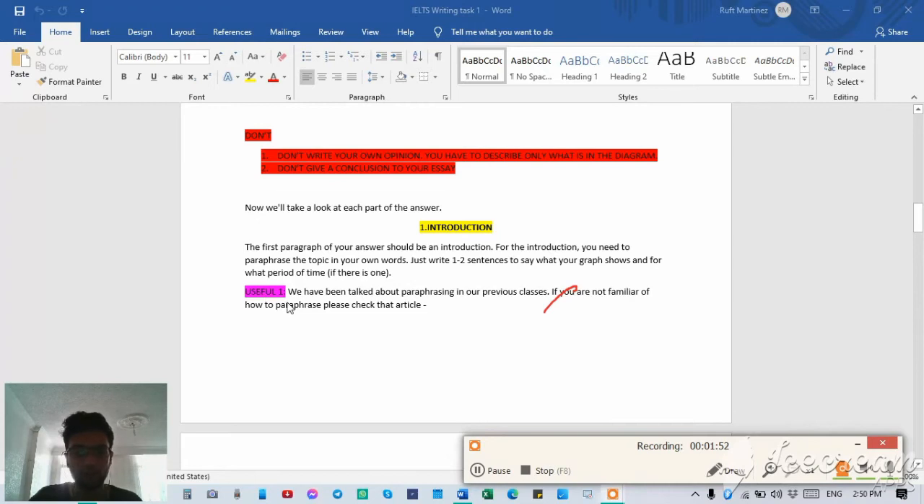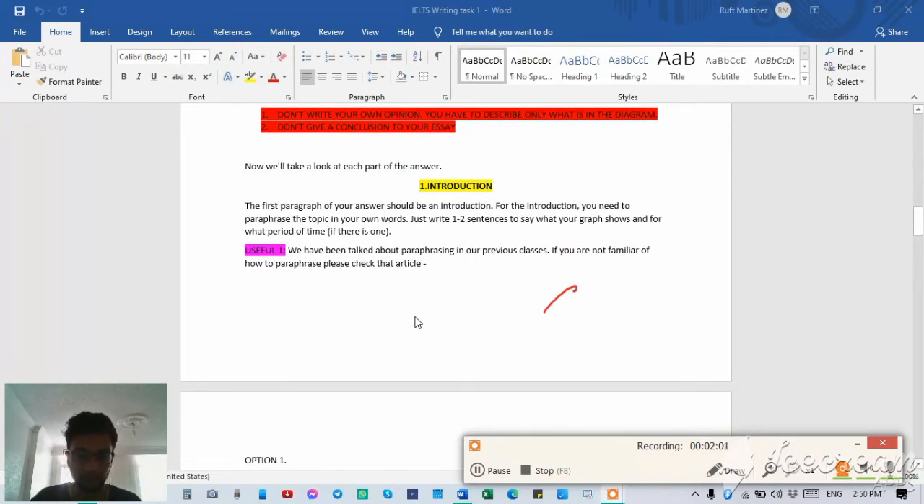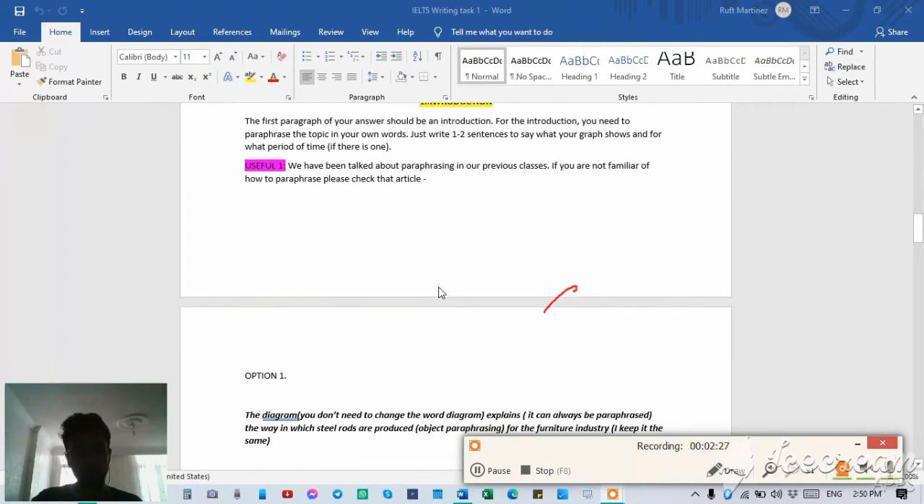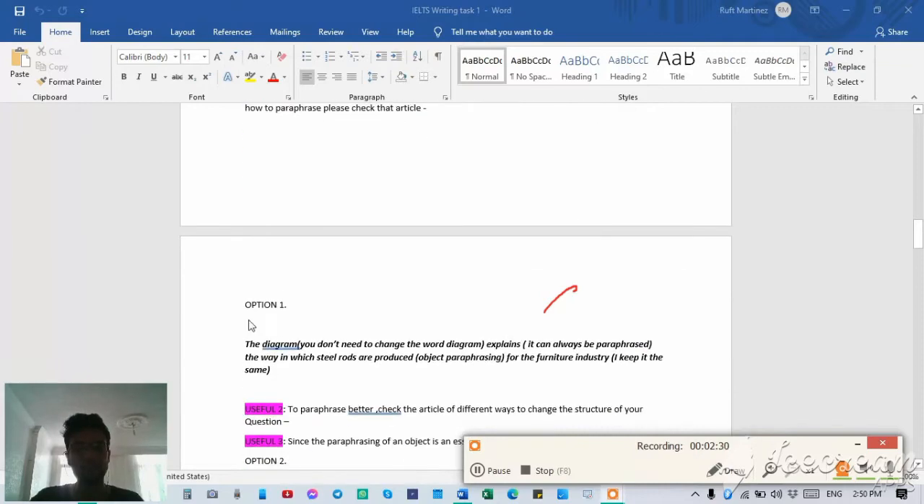And here we have useful information. We have talked about paraphrasing in our previous classes. If you're not familiar with how to paraphrase, please check that article. I'm going to write the article name here so you can check it. We have learned a couple of other ways of paraphrasing a sentence, but next class I'm going to teach you how to paraphrase the object using different ways. That's very important. Next class, I'm going to send you that video, along with your other task 1 essay. So, here is my paraphrasing of this question.